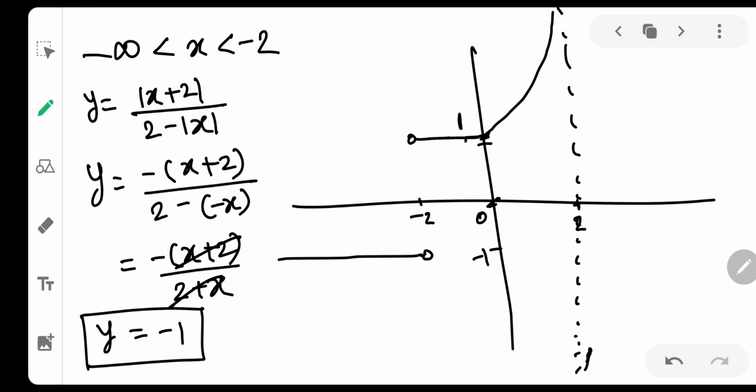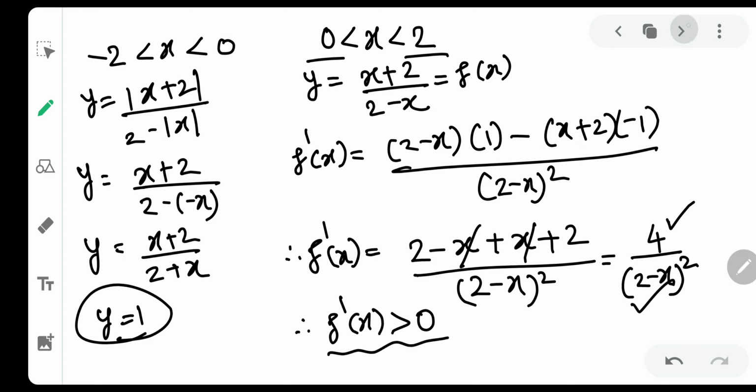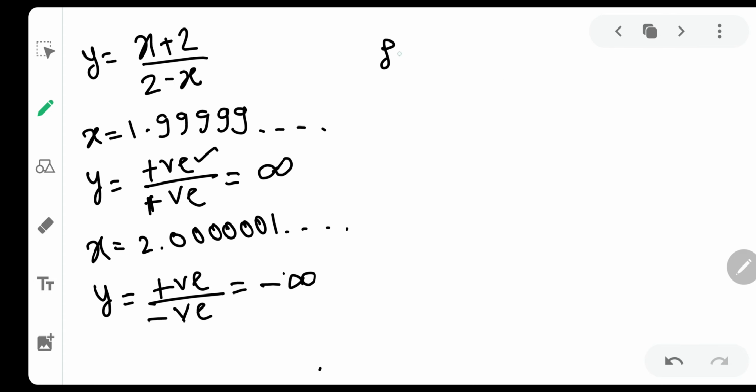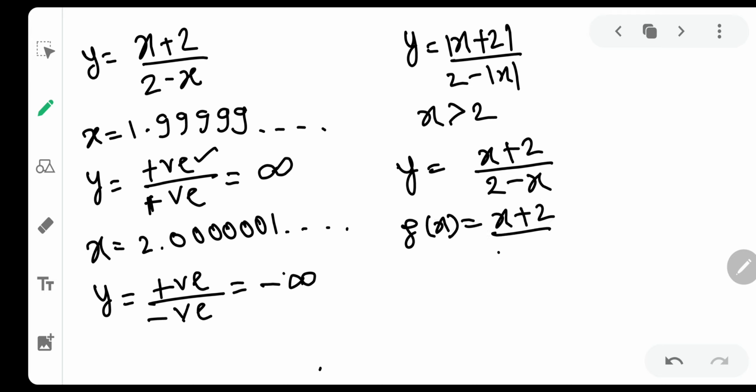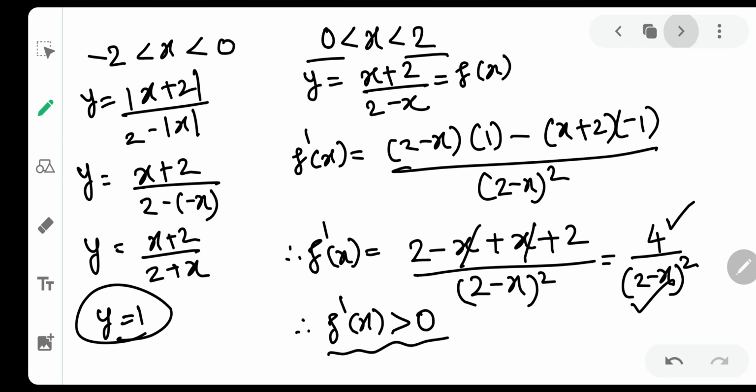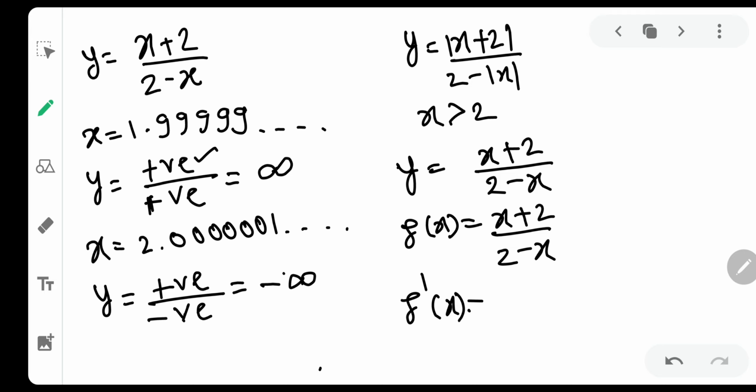Now after 2, whether the graph is increasing or decreasing, that we need to see. Now how will we see that? So after 2, just draw the piecewise function. y was equal to mod of x plus 2 upon 2 minus mod of x. For x greater than 2, the numerator will open positive and the denominator will also open positive. So f of x is equal to x plus 2 upon 2 minus x, but the same function was there from 0 to 2, hence you can say that f dash x is still the same, 4 upon (2 minus x) the whole square.